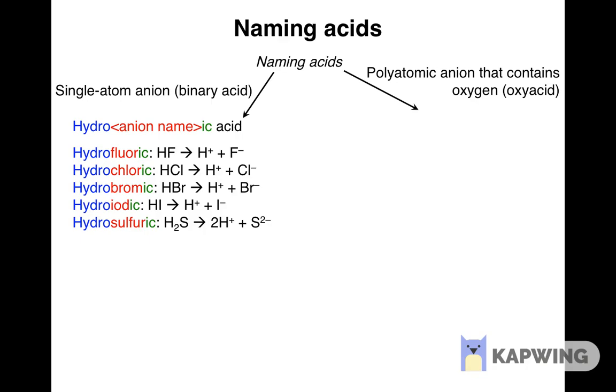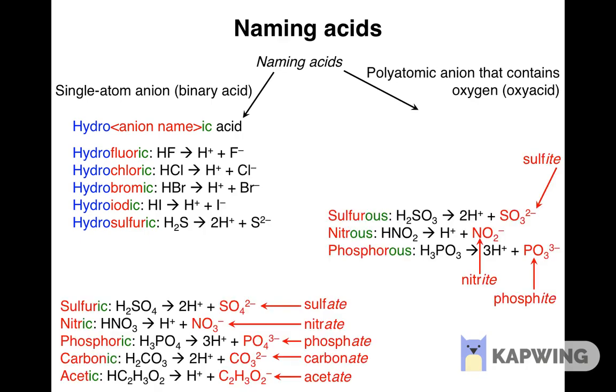Examples of such acids are H2SO4, sulfuric acid, H2SO3, sulfurous acid, H3PO4, phosphoric acid, H3PO3, phosphorus acid, HNO3, nitric acid, HNO2, nitrous acid, H2CO3, carbonic acid, HC2H3O2, acetic acid. The naming convention for oxyacids is as follows.